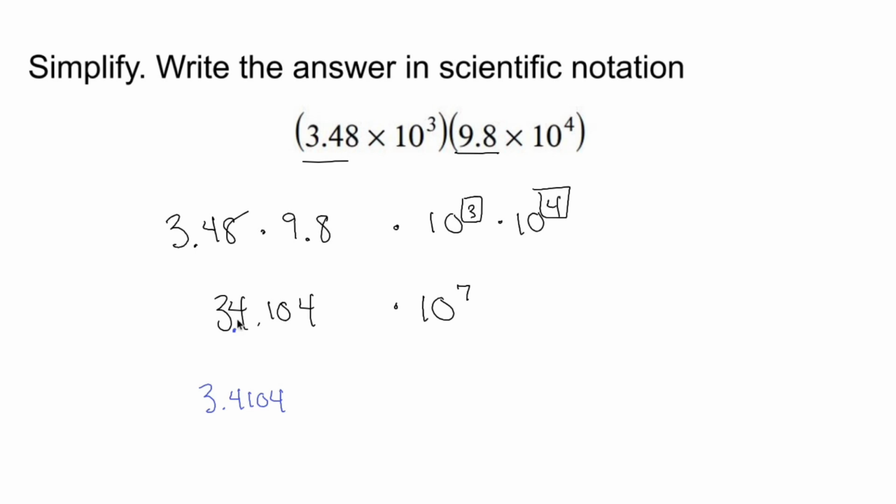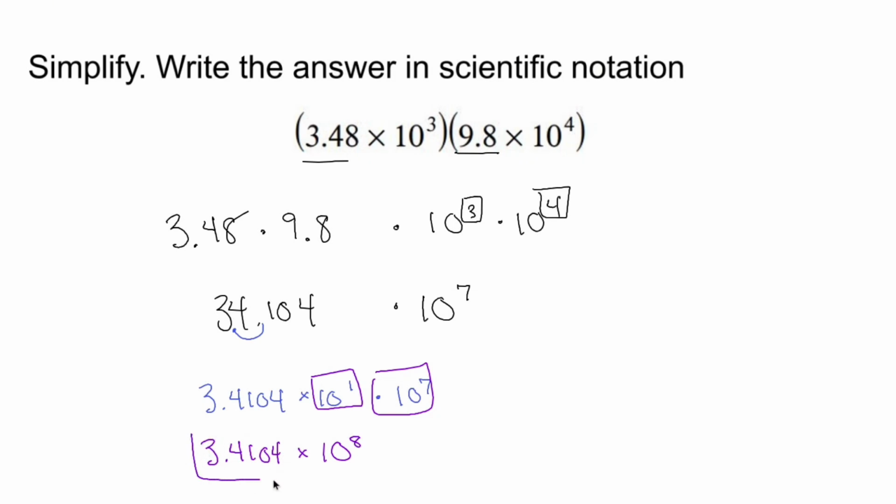3.4104. Since this number is larger than 10, it's going to be times 10 to the positive exponent, and that positive exponent is just going to be a change of 1. Okay? 10 to the 7th is still there. So to finalize this problem up, we have 3.4104 times 10 to the first times 10 to the 7th, which has me adding the exponents, because when you multiply terms of the same base, you add the exponents. So times 10 to the 8th. Now we're in scientific notation, and now we are done.